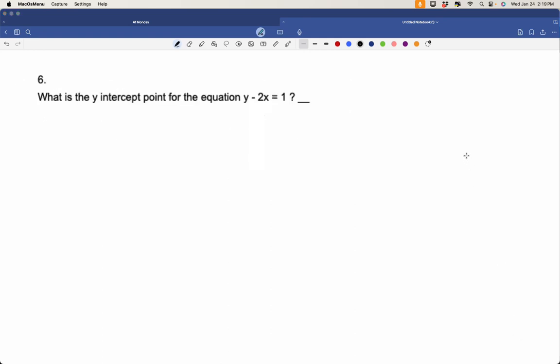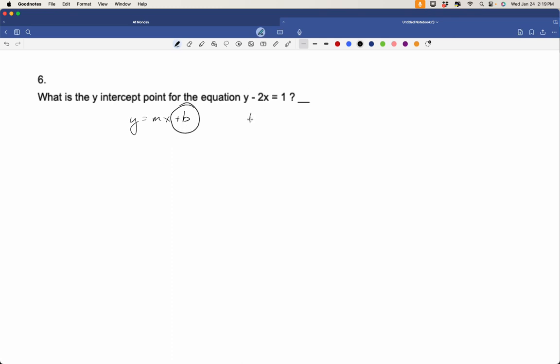All right, here's the next one. It says, what is the y-intercept point for the equation y minus 2x equals 1? So in order to find out what the y-intercept point is, we've got to put this in the right format. And that means x has to be on this side because the right format is y is equal to mx plus b. And then it wants to know what is this number right here because that's your y-intercept point.